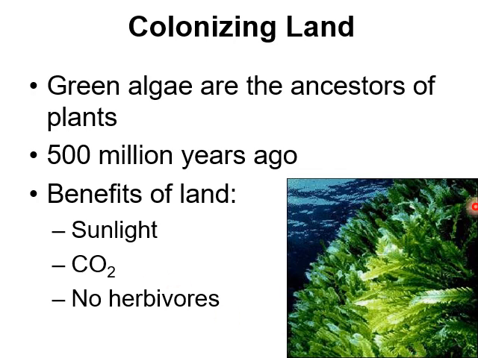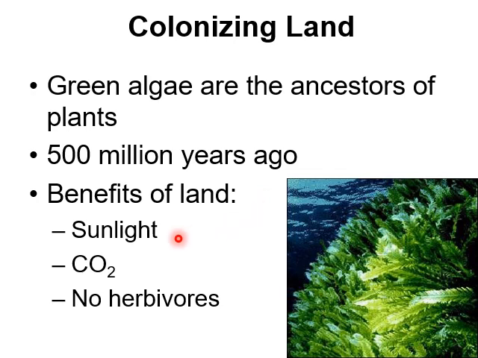And so green algae, such as this stuff that you see here, gave rise to all of the plants that we have living on land. One lineage of green algae essentially moved up onto land, evolved the use of land. This is about 500 million years ago, and there were some benefits to doing this.